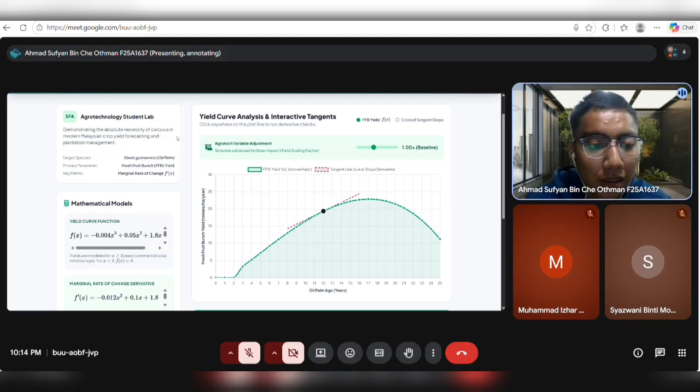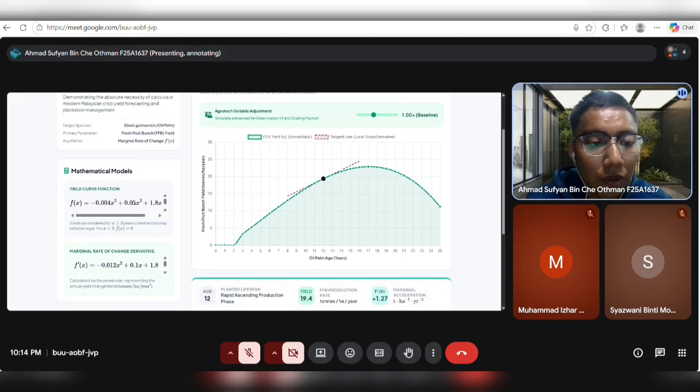As you can see, this is an example of the mathematical models that we use to make this graph. Here, the point is that it takes the oil palm age 12 years to increase the fresh fruit bunch yield, and in 20 years it takes 19.39 years.